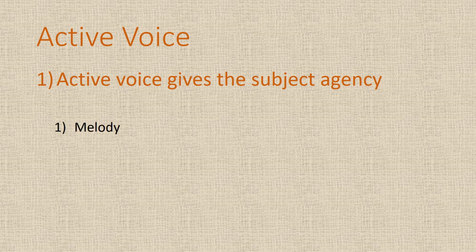The first thing to know is that the active voice gives the subject agency. So the subject is the primary person, place, or thing taking the action in the sentence. In this case, we call the subject the doer. It's the person, place, or thing that is doing the action in that sentence. Here are two examples to consider.